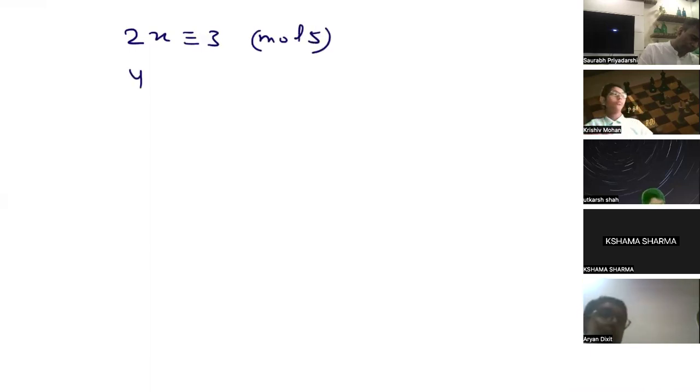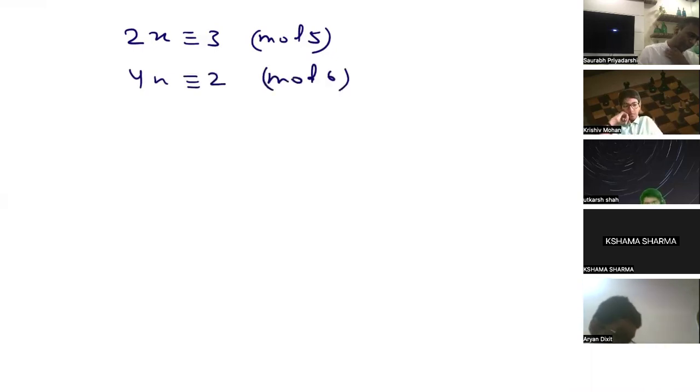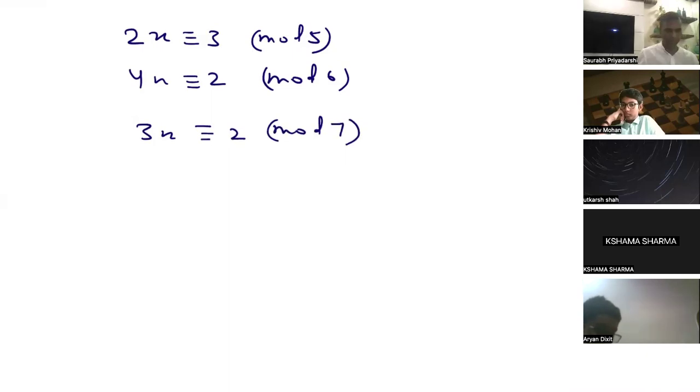So this I'm giving you: 2x congruent to 3 mod 5, 4x congruent to 2 mod 6, and 3x congruent to 2 mod 7. Right. So find the number congruent to 210.